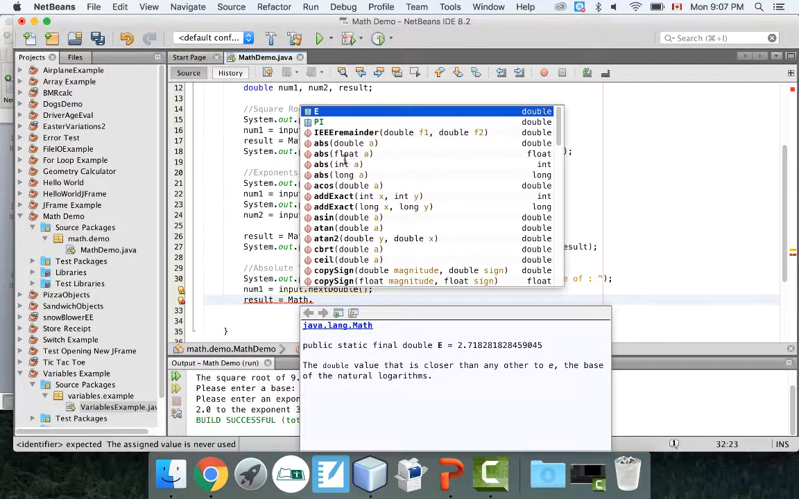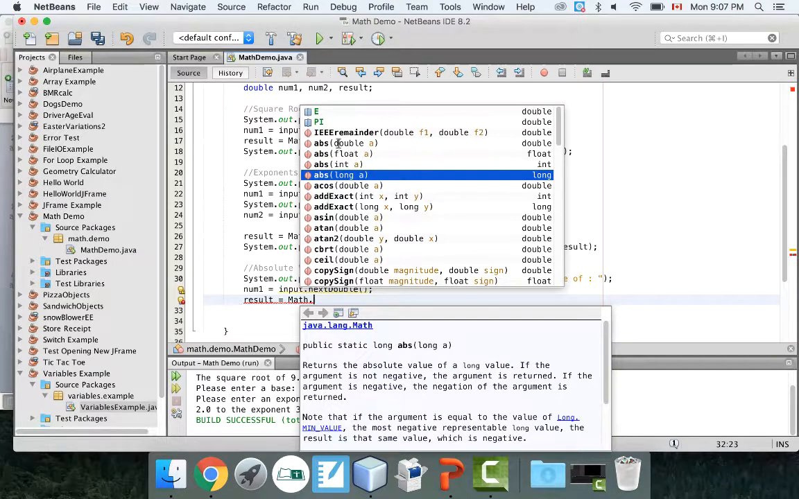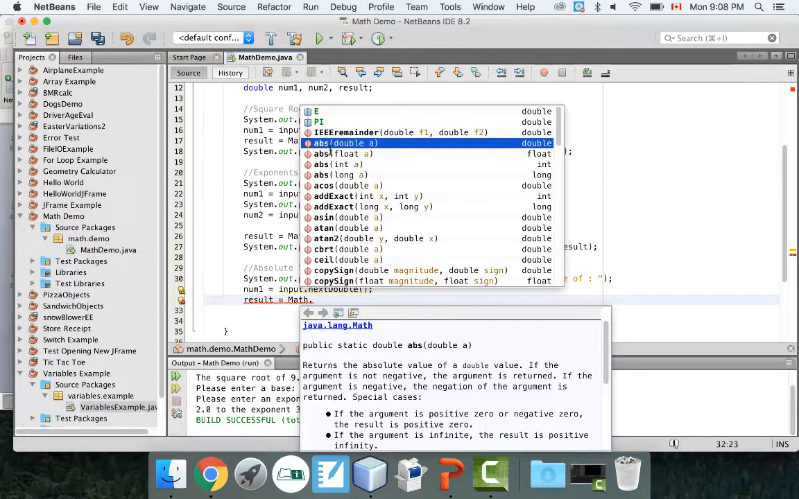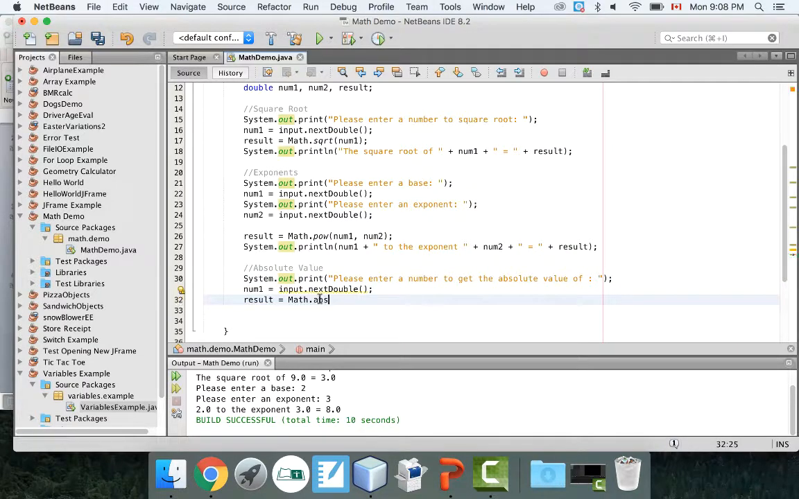Okay, now abs, this might cause a problem. Oh no, there is a double version there. I was looking, there are 4 versions of the absolute value, abs. You can send it a long, an int, a float, or a double. The one we're going to use is the double, so that's not going to be a problem. So it's going to be the absolute value of num1. That's what you've got to do.